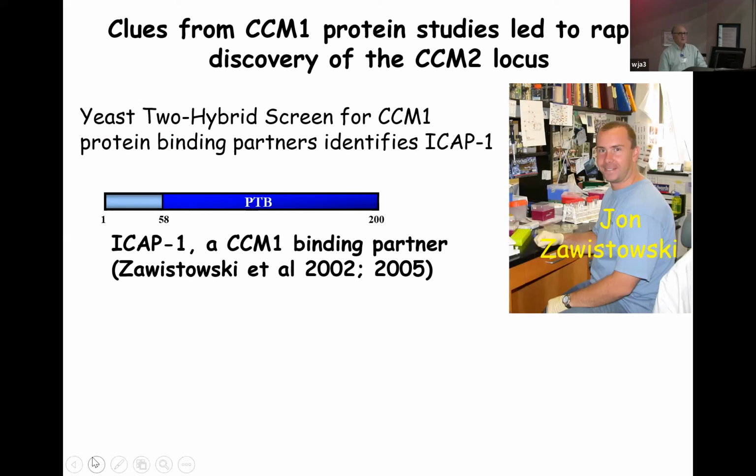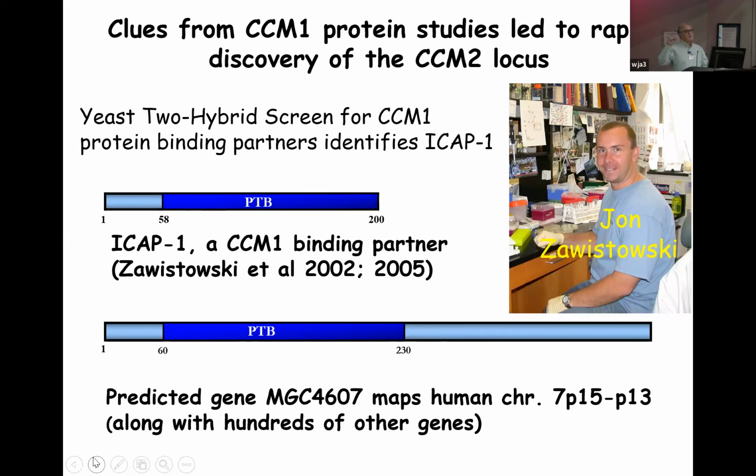But I want to focus on the molecular genetics here. We were still in the early days of the genome project. And we knew, again, an approximate region on chromosome 7, the complete other arm of chromosome 7, that the gene had to be in this broad region of millions and millions of base pairs. But there was something in that region that looked identical to ICAP, the thing that he pulled out.